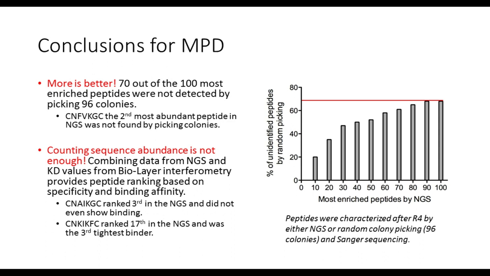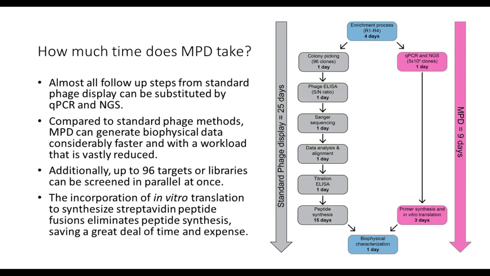Counting sequence abundance is also not enough. As we saw from our experiment, the binder that ranked 3rd in the NGS did not even show binding, whereas number 17 did show quite nice binding. So how much time did it take in total? For MPD, we usually calculate 9 days for a full 96 well plate.